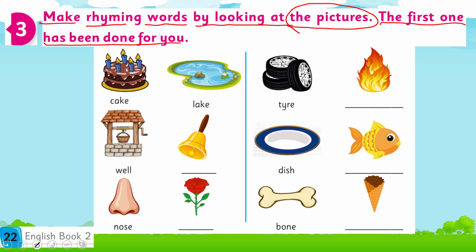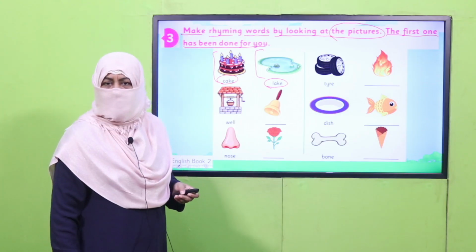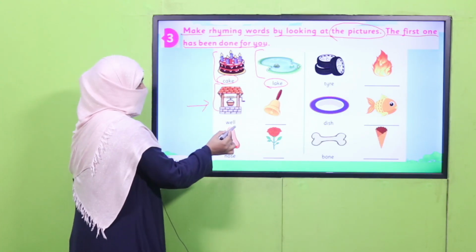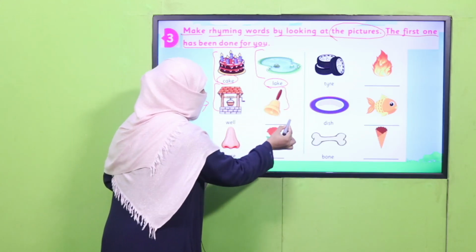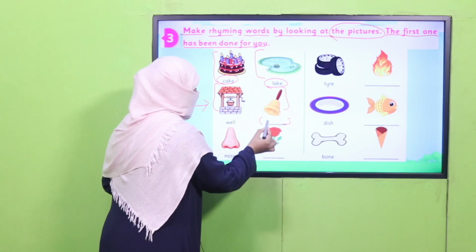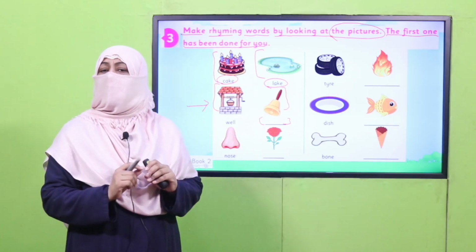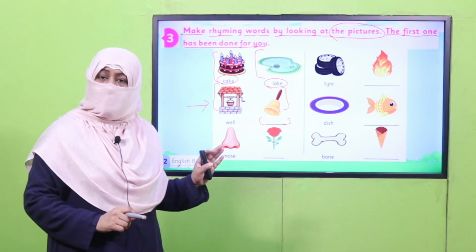Look at the picture. It's cake and it's lake. Now see, cake and lake. They are rhyming words. Now for every pair of pictures, you will look at the picture, say the word, and write its name on the space given. In this way, you will get all the rhyming words for all these pictures. Now pause the video and enjoy this activity.